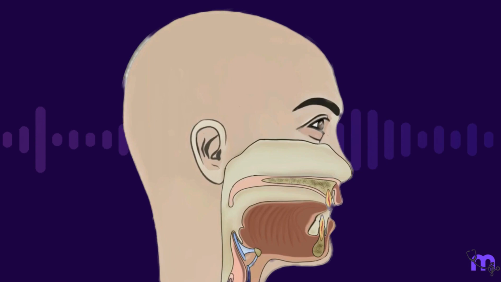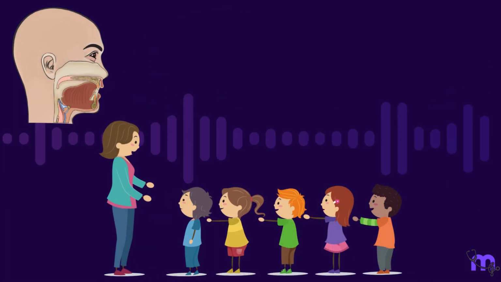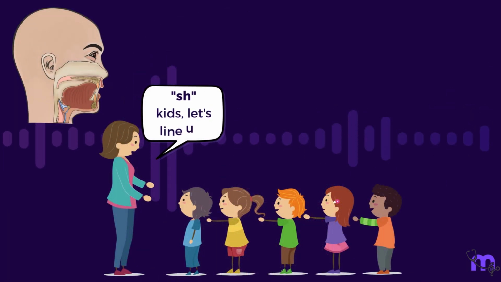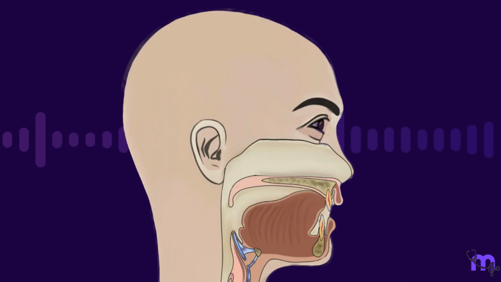Let's talk about the role of the palate in speech. Sounds produced when the middle portion of the tongue comes in contact with the hard palate are called palatal sounds. These sounds include sh as in measure and s as in yes. Furthermore, the hard palate also contributes to the resonance and quality of certain vowel sounds.